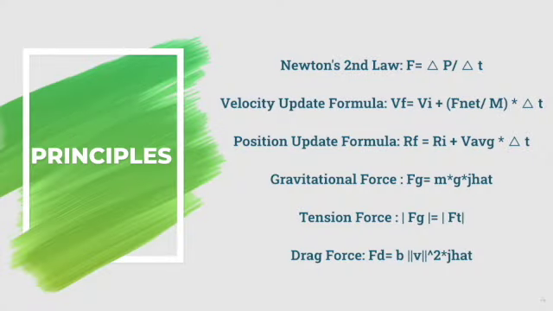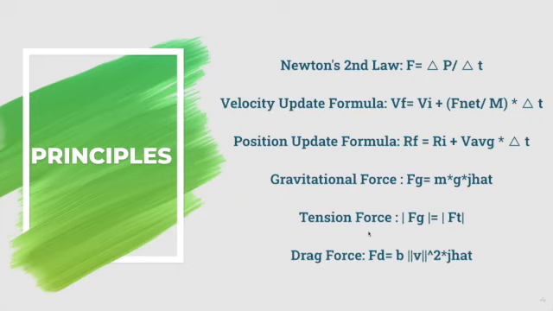So we need to go over the principles that we will be using in this lab. So for this lab, the momentum principle, which is F net is equal to the change of p over the change of t, is used to derive the velocity and the position update formulas shown here. These formulas will help us to determine the velocity and position of the slinky as a function of time as it is dropped.